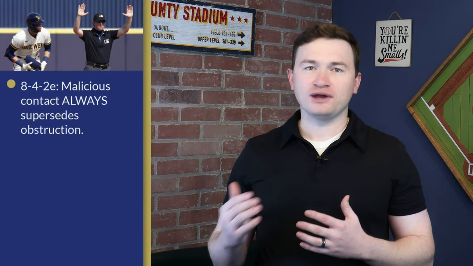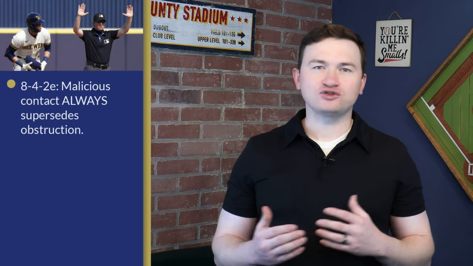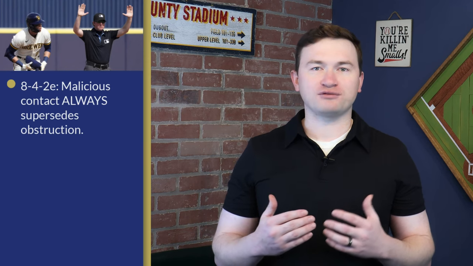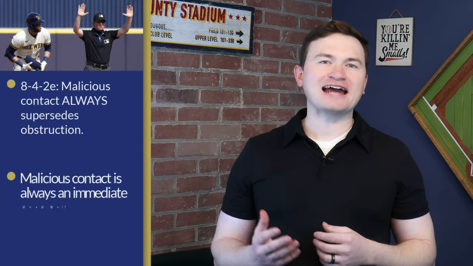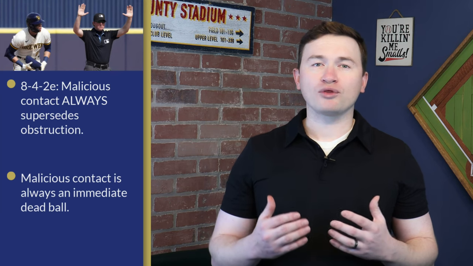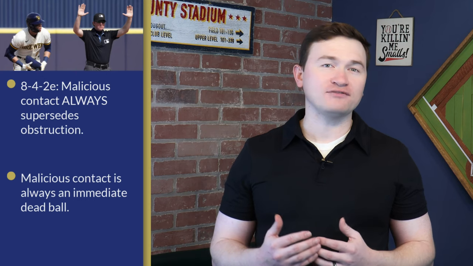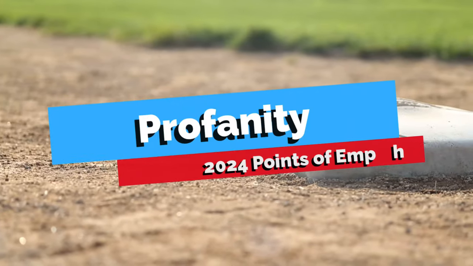Now, a couple of points to remember when it comes to enforcing malicious contact. First, 8-4-2E tells us that malicious contact always supersedes obstruction. So just because a fielder is not paying attention and is in the base path does not give the runner a right to run them over. They still cannot create malicious contact. Second, malicious contact is always an immediate dead ball. Rule 3-3-1 penalty then gives you the ability to place runners where you believe they would have ended had the malicious contact not occurred.